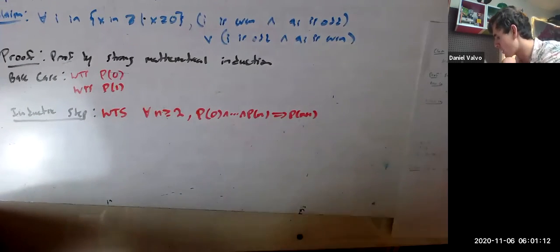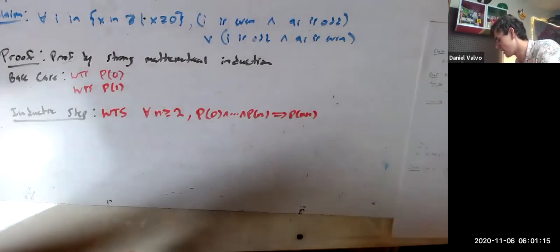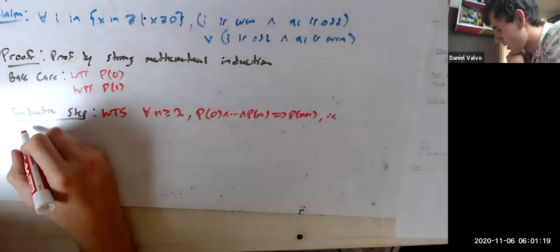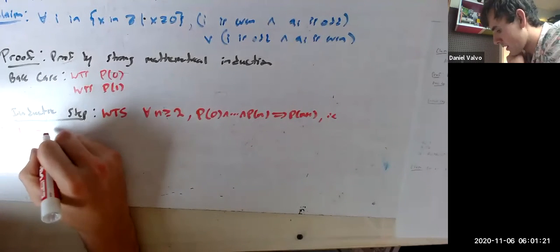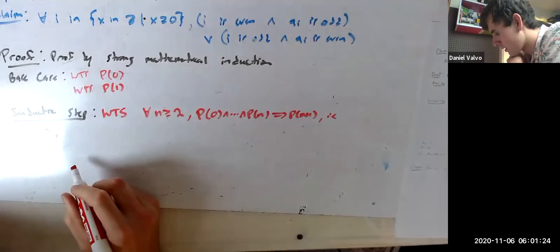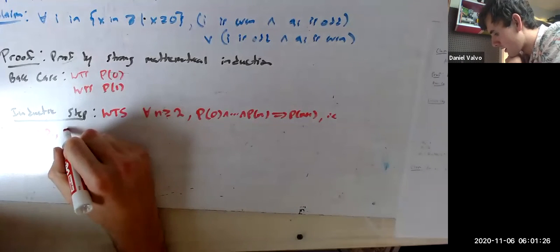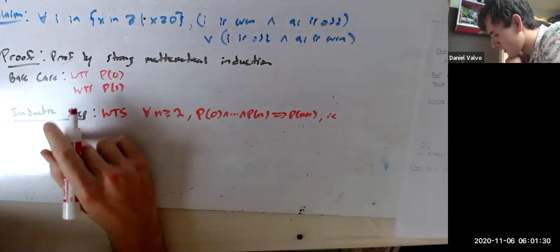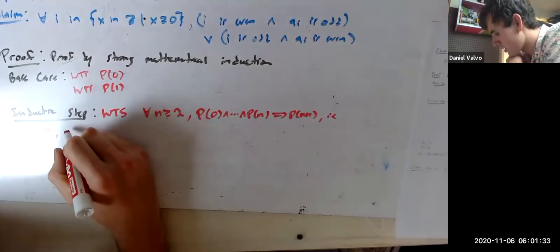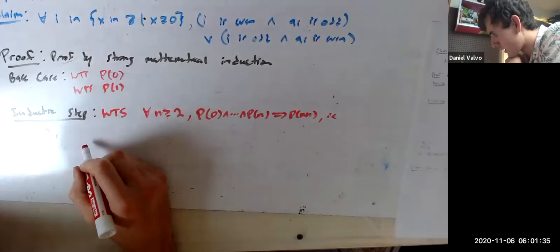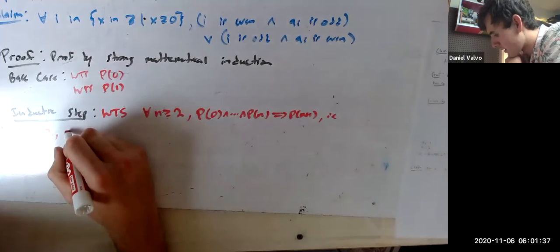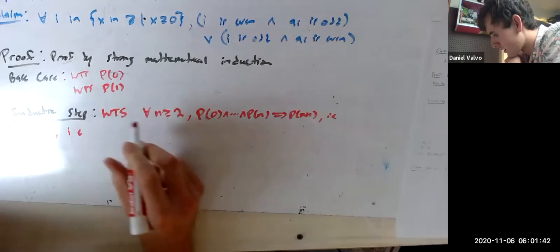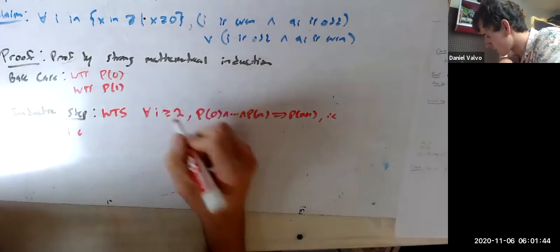So I want to show for all n greater than or equal to 2, P of 0 through P of n implies P of n plus 1. That is, we want to show that for all n greater than or equal to 2, actually, we're using i here, so I'll use i.